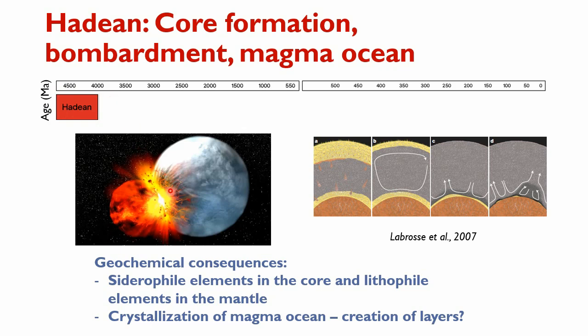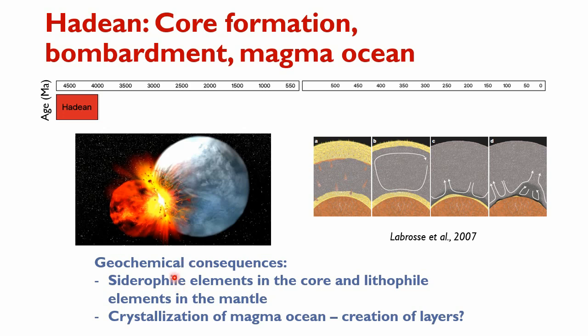The heavy bombardment had certainly some impacts, probably maybe ejecting some material out of the planet to maybe form the Moon, and changing the overall composition of the leftover Earth. Importantly, during core formation, an important consequence is the fractionation of various elements. So siderophile elements went into the core, while lithophile elements went into the mantle, creating significant changes in trace element ratios.